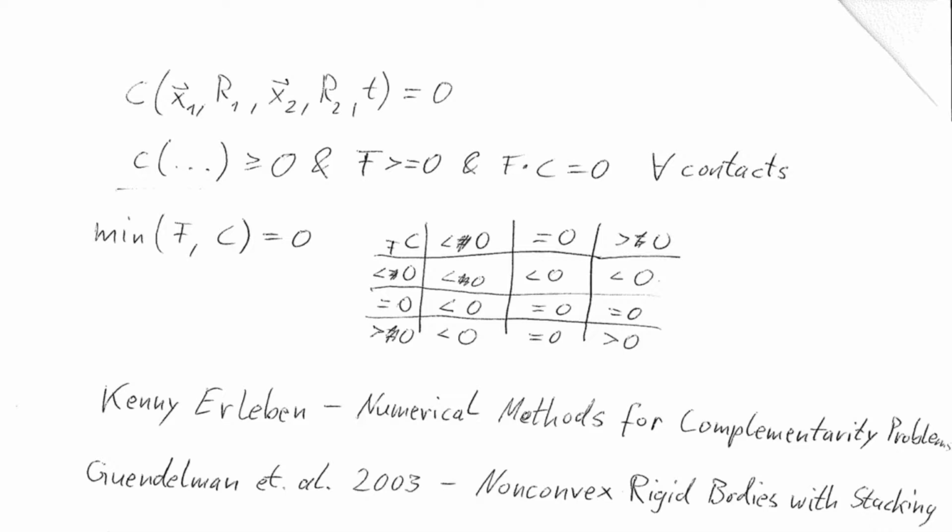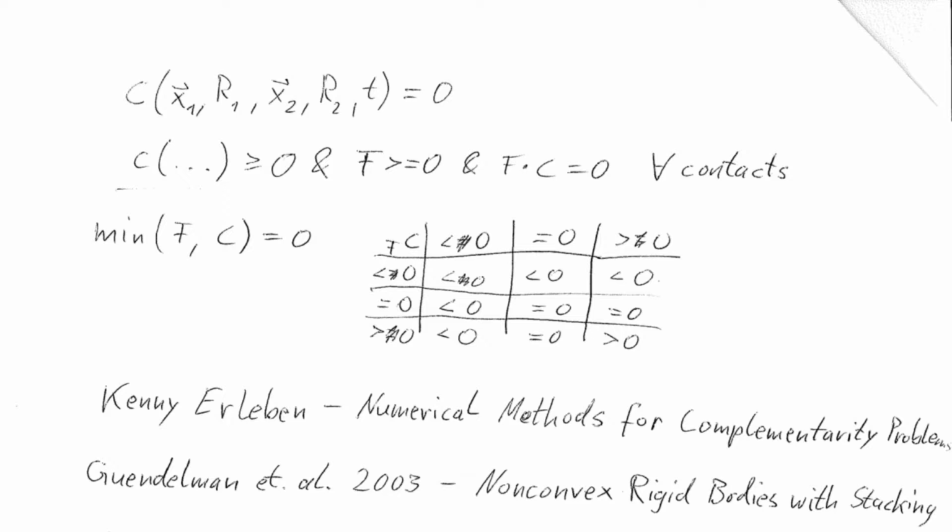Let me just show you one example for this. One can also say that the minimum of the force and this constraint violation should be equal to 0. One can easily figure out that this is equivalent. So let's make a little table. I'll go through all the cases. So suppose C is smaller than 0, equal to 0, or larger than 0. Okay, what's then with the minimum of the two?